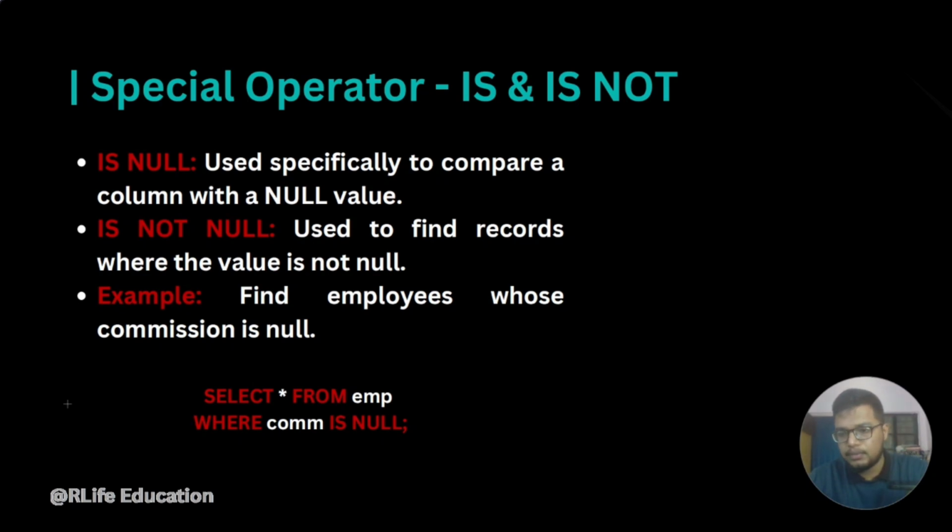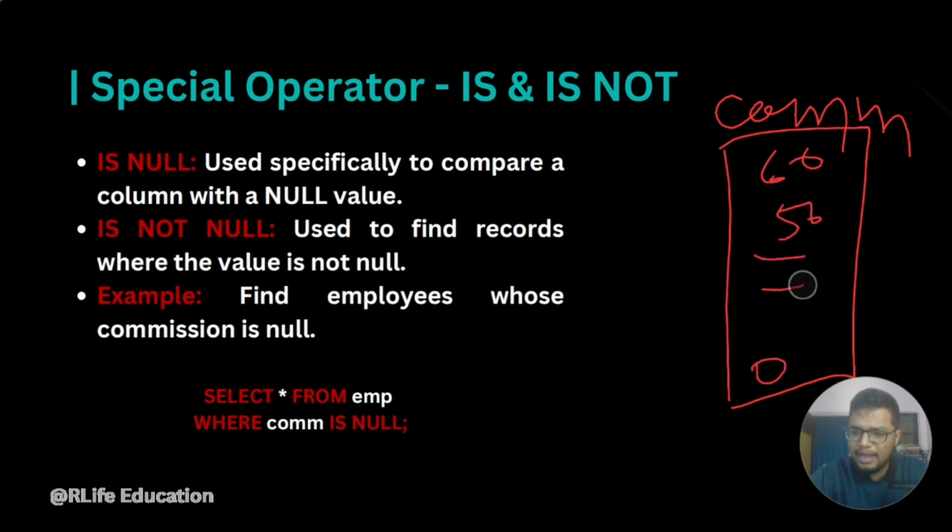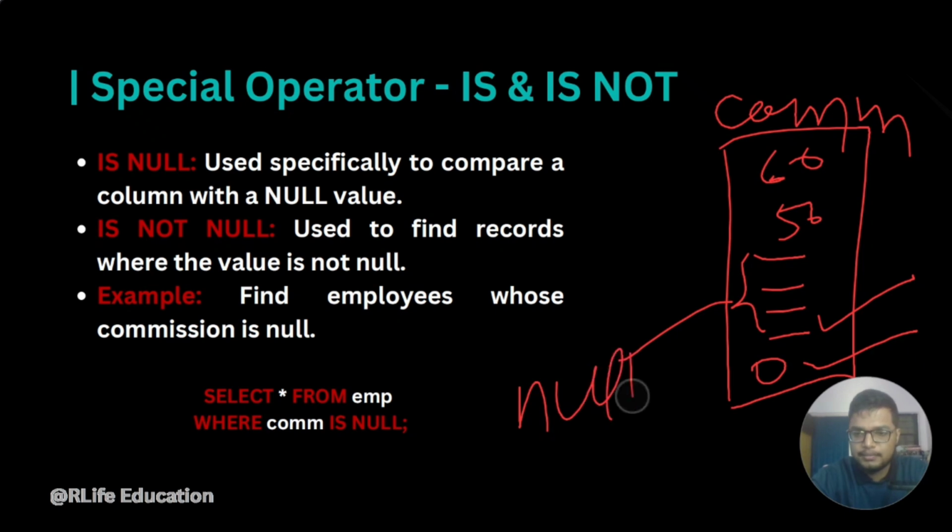Is or is not. So how is and is not working? Let us assume in our employee table, one column is there called commission. Okay. In this commission part, some employees get 60, some 50, and someone getting 0, and others are getting nothing. In case of SQL, if they get 0, it means they have some value. If they are not getting anything, that means this portion represents null. Null means nothing. Between 0 and null, this is quite a different thing. 0 has some value. Null is not a value.